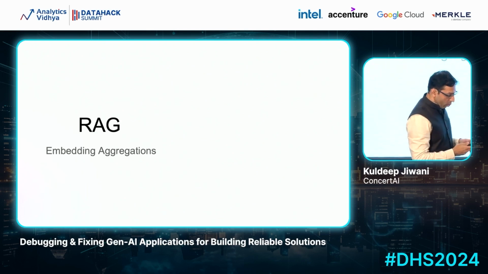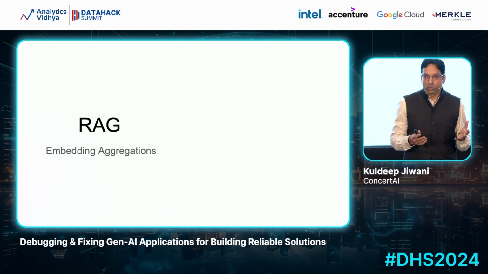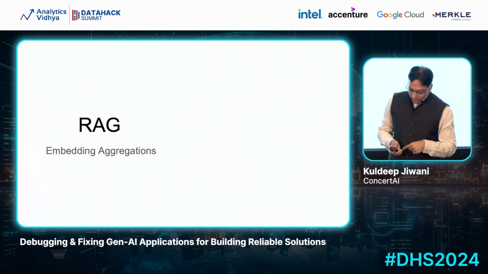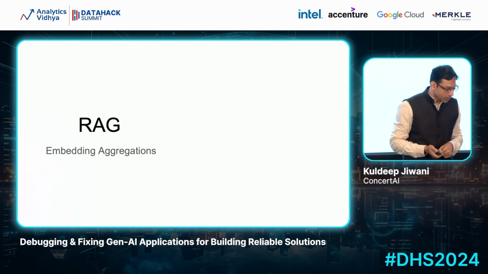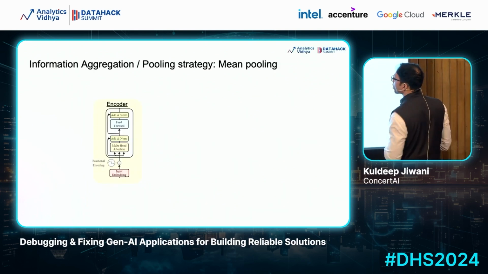So I was telling you about all these embedding vectors, right? For every word you get a vector, and you have to aggregate it to get a concise representation of the entire document. So that's where aggregation comes in. You need to be sure that you use the right thing. If you look at embedding models, there are multiple ways to do something called mean pooling.